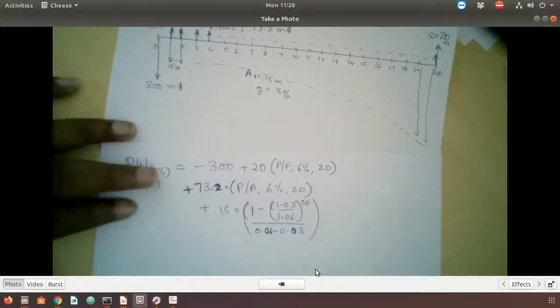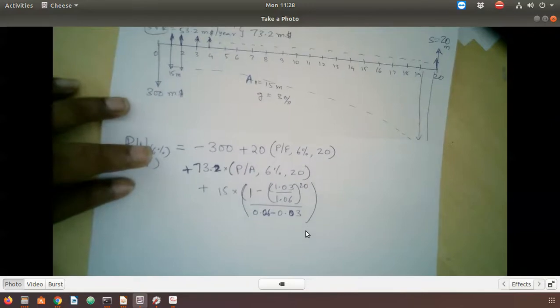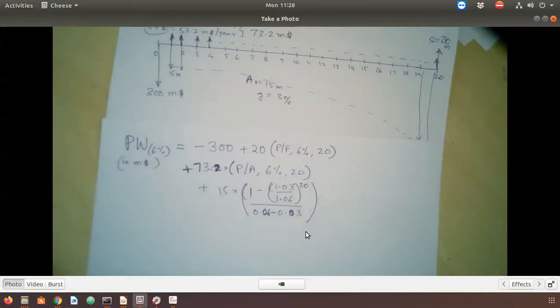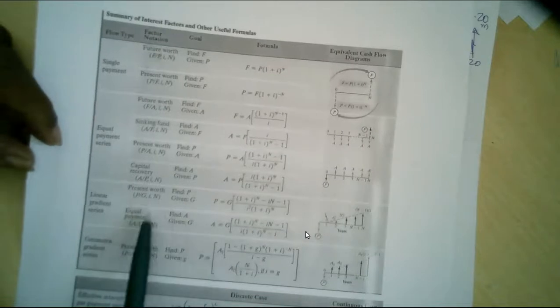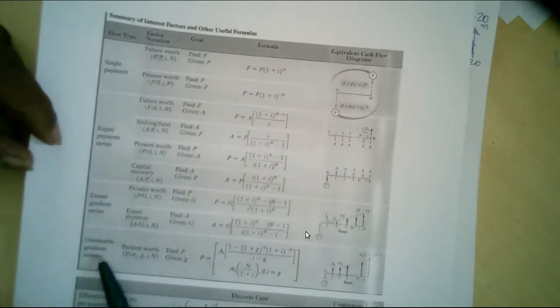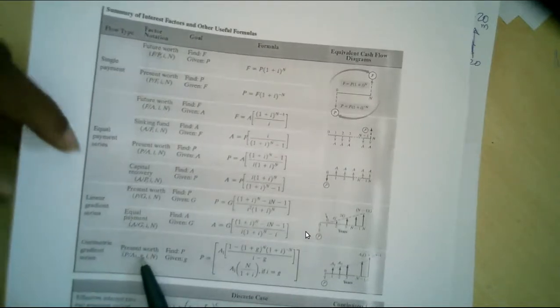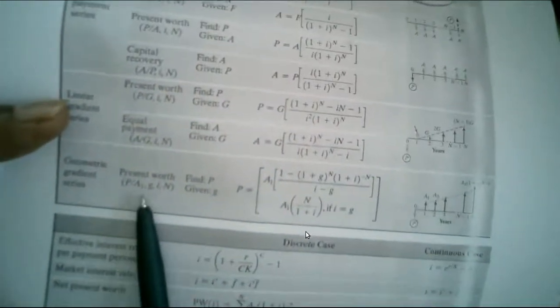Looks a little bit difficult, but it is nothing. It's not difficult at all. In fact, if you look at the textbook formula also, the same formula is there. You can see this formula sheet given everywhere, so find the last one I'm saying, geometrical series present worth analysis. Here if you look at the last formula, find P given A1, G, I and N.